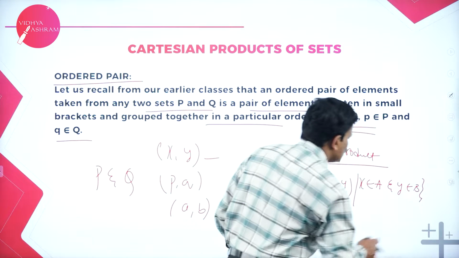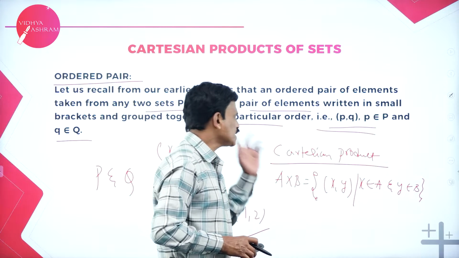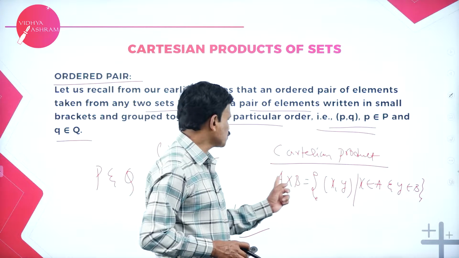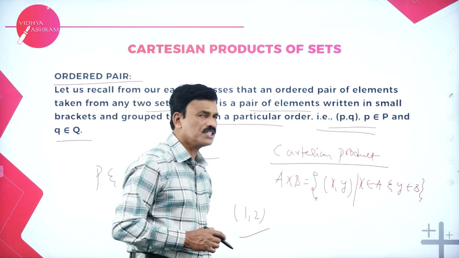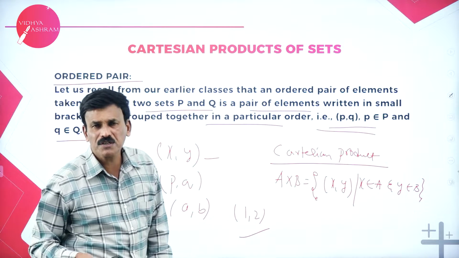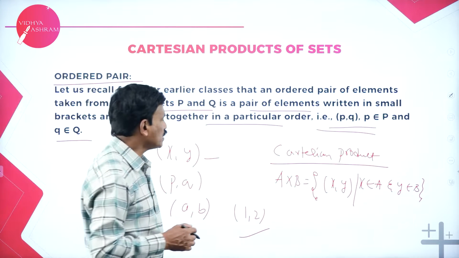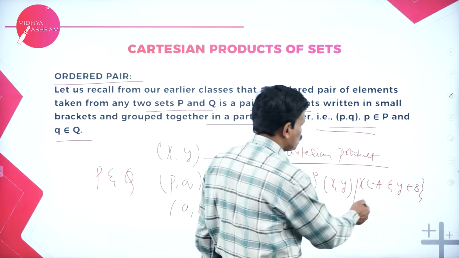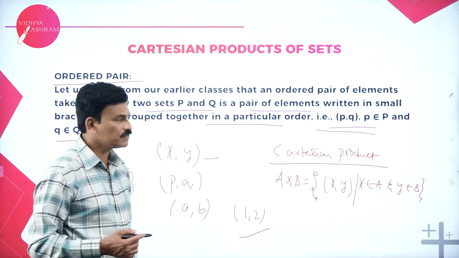That means here the first member is an element of A and the second member is an element of B. So x belongs to A and y belongs to B. This is called the Cartesian product. So the Cartesian product of two sets A and B is denoted as A cross B. Here A cross B is equal to (x, y) such that x belongs to A and y belongs to B.